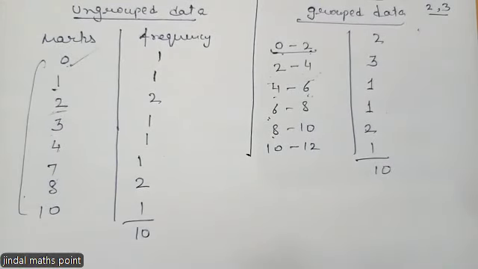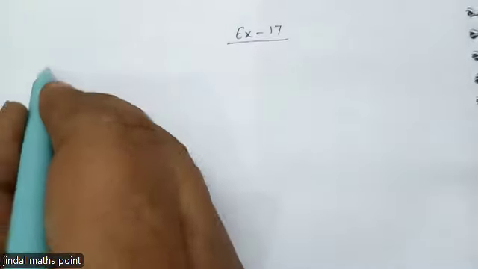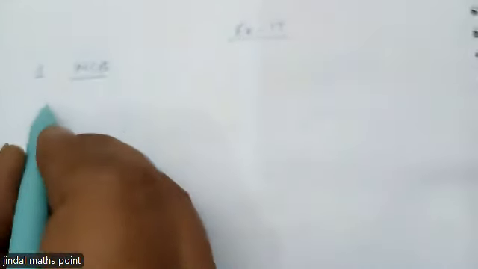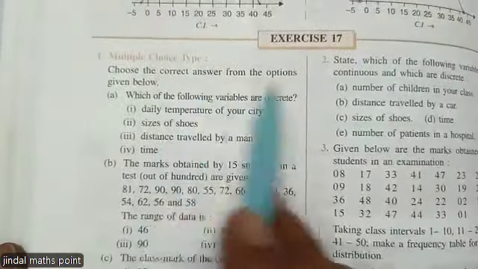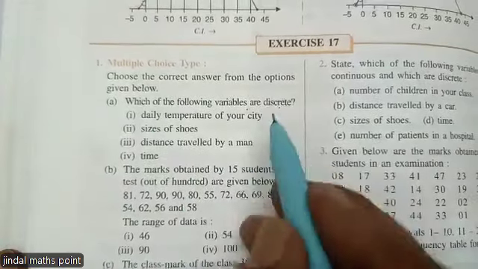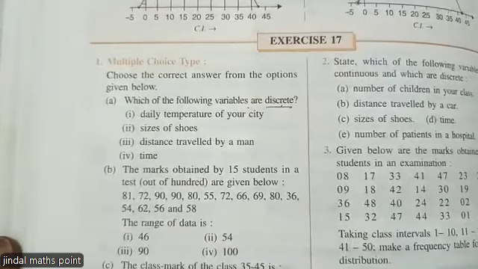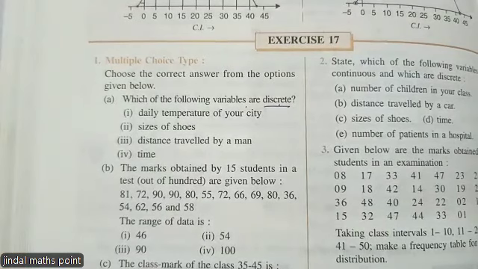Now we can start exercise 17. First sum, that is MCQ A part. Choose the correct answer from the options given. Which of the following variables are discrete? I will explain the meaning of discrete. That means decimal values are not included. Okay.